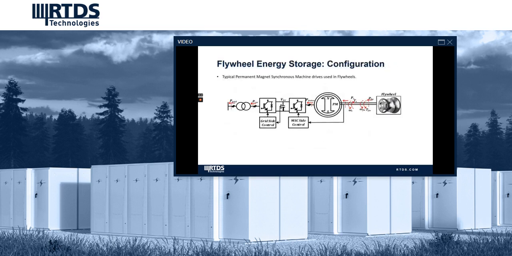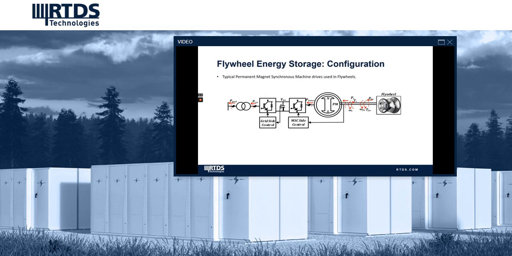Due to the requirement for fast frequency and power regulation, modern flywheel systems use variable speed generators with fully controlled voltage source power electronic converters. The most common machine configuration used in flywheel applications is permanent magnet synchronous machines due to their low excitation losses, their low rotor design complexity, and their high efficiencies.